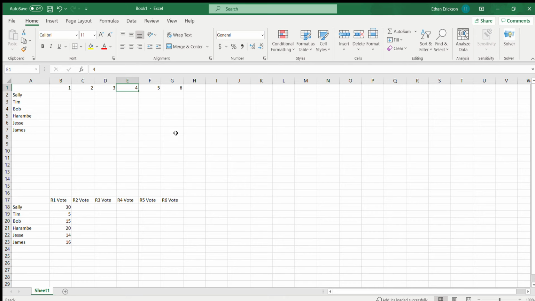and so on. An example of what that would look like is, say, we're going to represent you picking that person for that preference level as an X. So you want Sally to win. And if Sally's not going to win, you want Harambe to win. If Harambe's not going to win, you want Tim to win. If Tim's not going to win, you want Bob to win. If Bob's not going to win, you want Jesse to win. If Jesse's not going to win, you want James to win.